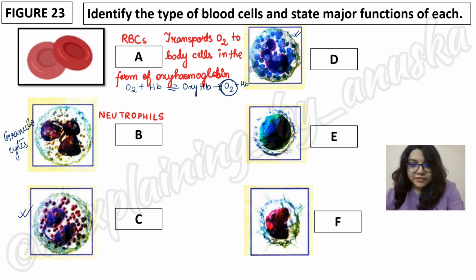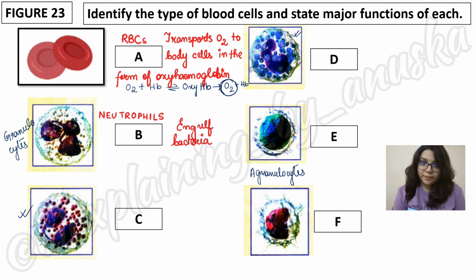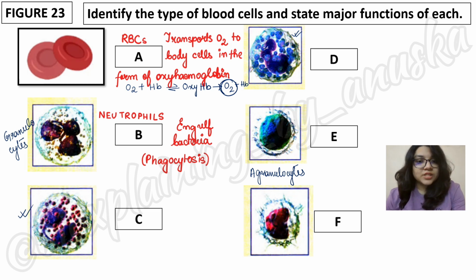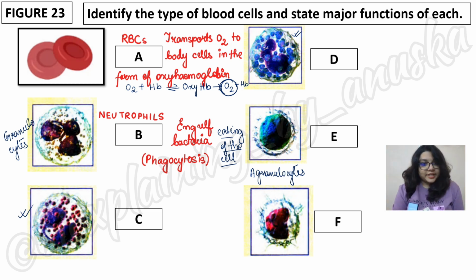And E, F, these do not have those granules. So you call them to be agranulocytes. Okay. So B, neutrophils, what is their job? They engulf bacteria. Fine. This is called phagocytosis. I hope we all know. So phagocytosis is basically, in simple words, eating of the cell. Right.